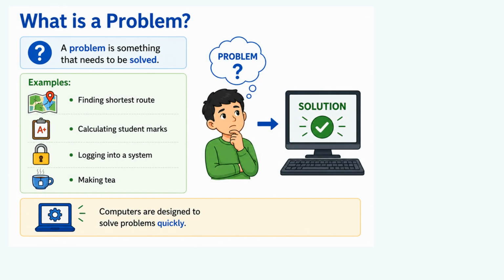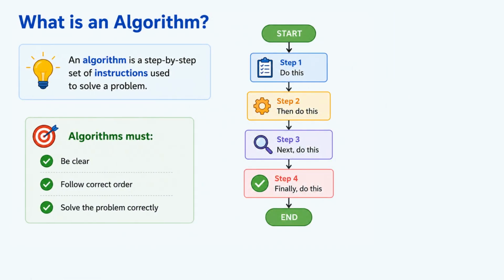What is a problem? A problem is simply something that needs to be solved. Examples include finding the shortest route, calculating student marks, logging into a system, or even making tea. Computers are designed to solve problems quickly and efficiently. An algorithm is a step-by-step set of instructions used to solve a problem. Good algorithms must be clear, follow the correct order, and solve the problem correctly.